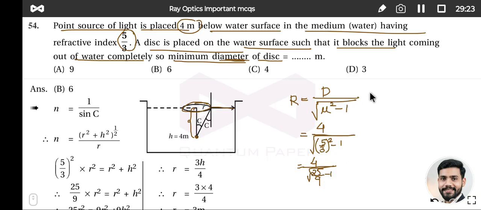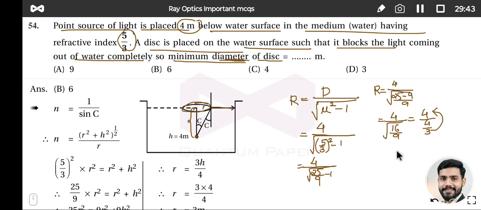So if we do the cross multiplication in the denominator, 4 upon root of 25 minus 9 ones are 9 upon 9. So 4 upon root of 25 minus 9, which is 16 by 9. So root of 16 is 4, root of 9 is 3. The denominator of the denominator will go in the numerator, so we'll get 4 upon 4 multiplied by 3. So this 4 and 4 will get cancelled. So radius is nothing but 3.